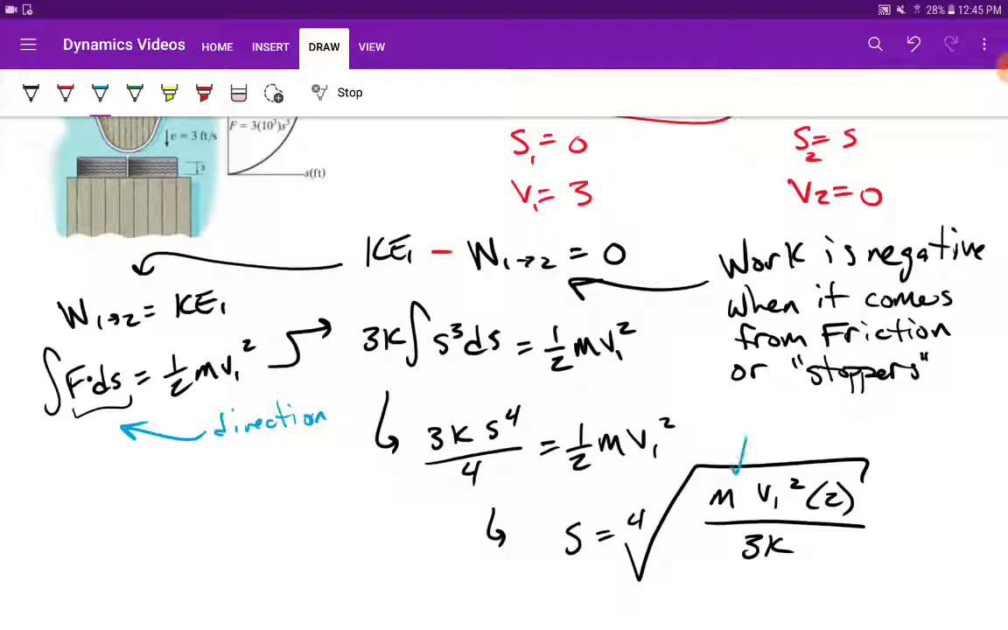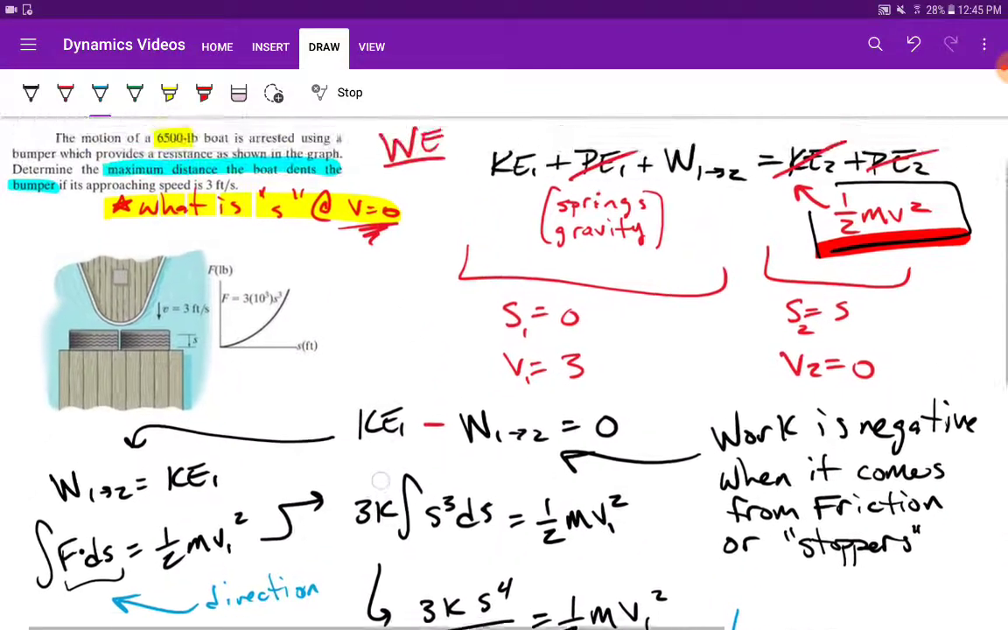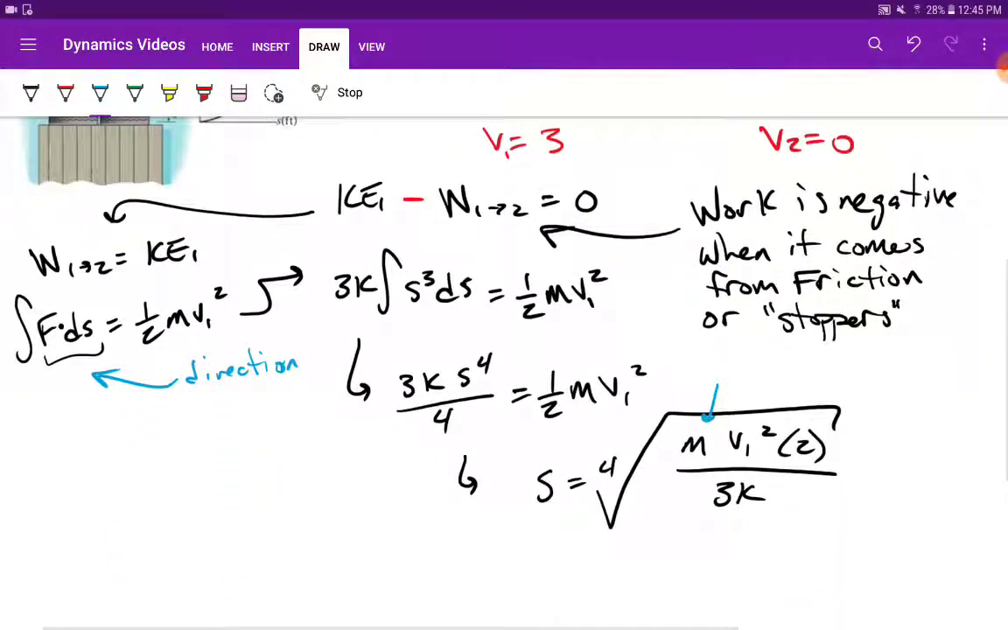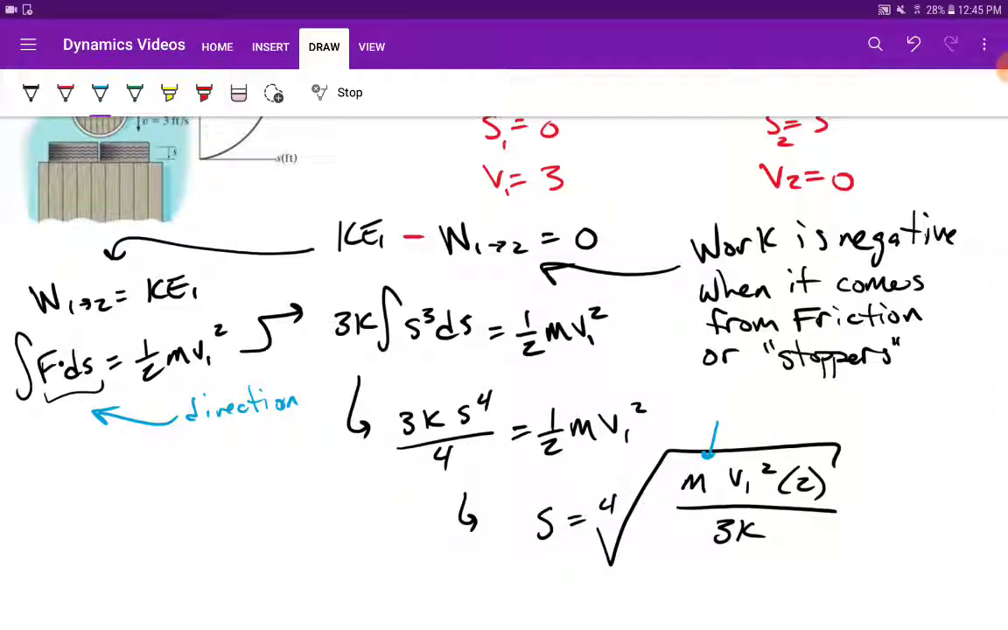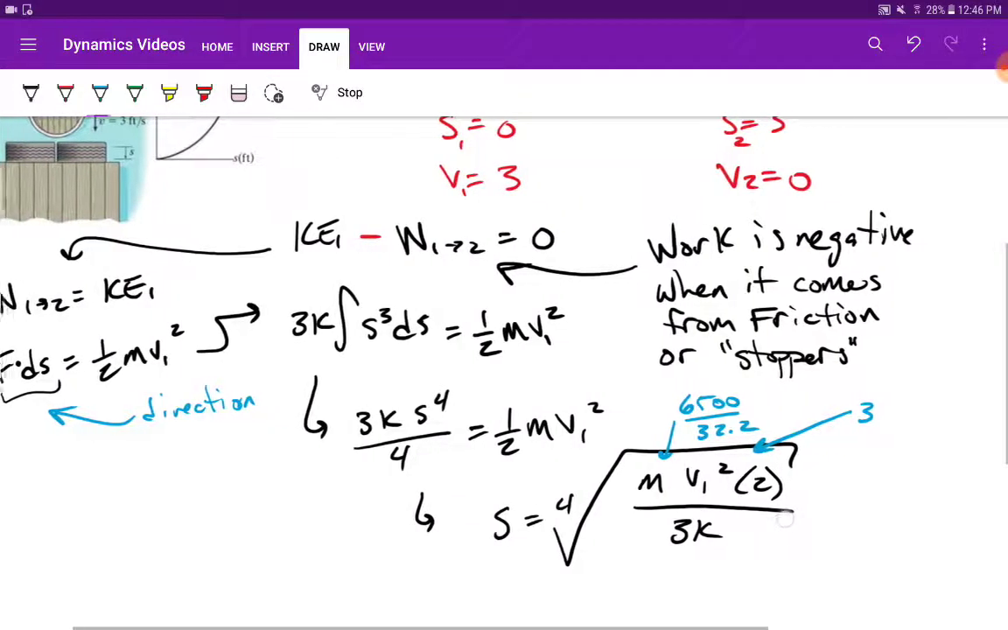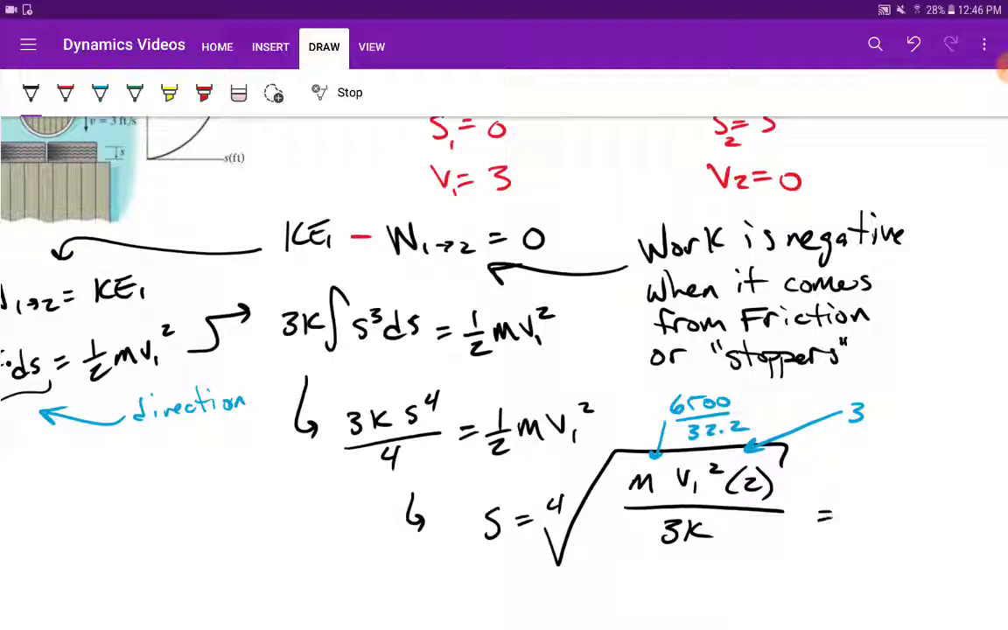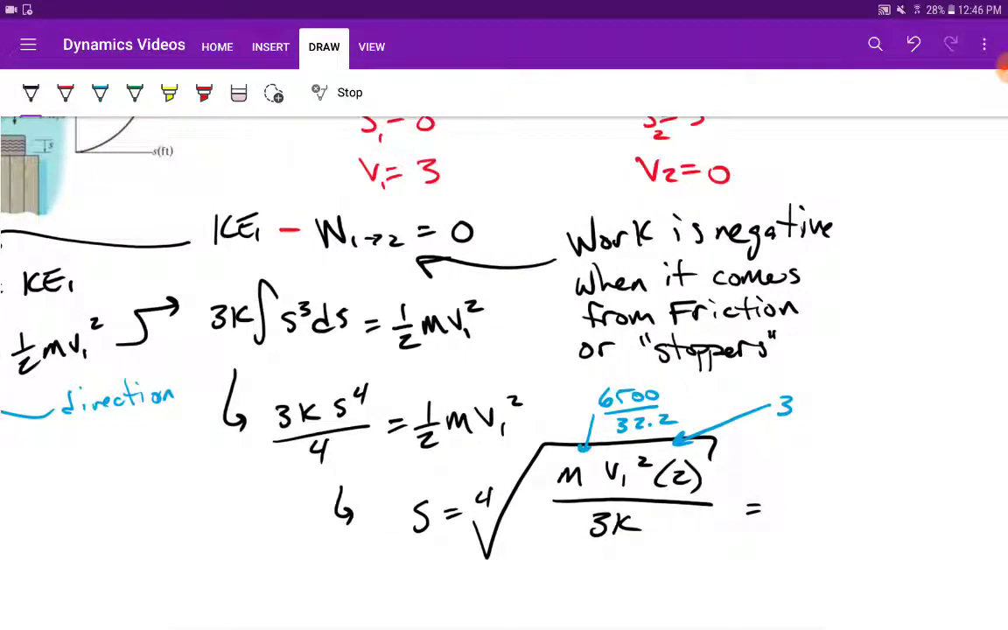I know these values. Mass is going to be, they told us the weight of the object was 6,500 pounds. Do not put 6,500. It's going to happen. I do it all the time. It's 6,500 divided by 32.2 because weight in American units is a force and not a mass. So you have to divide by acceleration, 32.2. V1 is 3. They told us it was coming in at 3 feet per second. All right, cool. So when you plug in all your numbers, you plug and chug, you're going to get 1.05, and that's going to be feet. And that's our answer, okay?